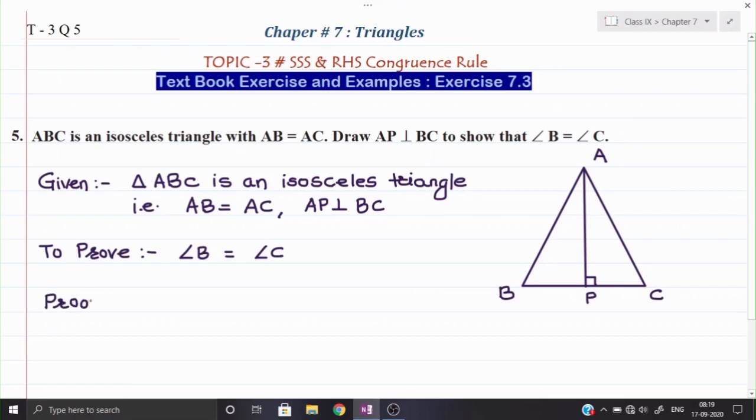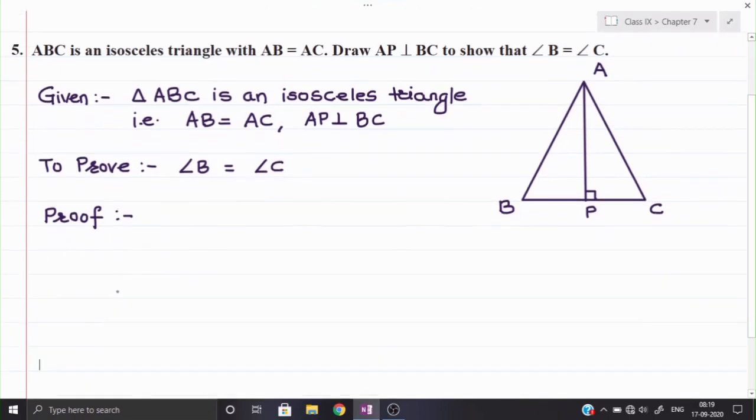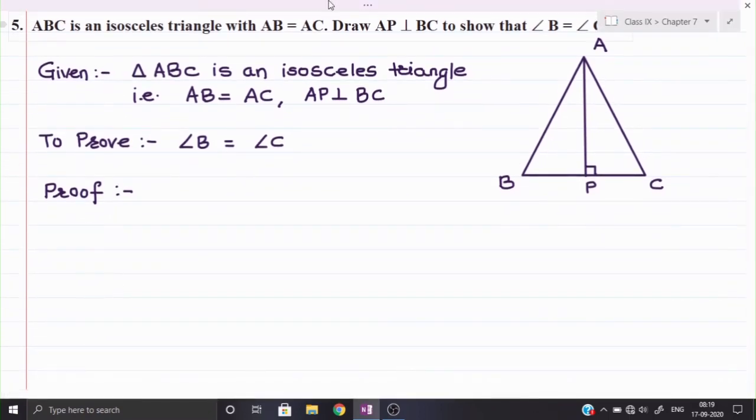Now in the proof, first of all, see, if we want to prove that two angles are equal, in the whole chapter we are studying, first we need to prove the two triangles are congruent, and afterwards their corresponding parts will be equal because the triangles are congruent. So angle B and angle C will definitely be corresponding parts of the congruent triangles. So we need to prove first that two triangles are congruent. So here I am taking two triangles. For that, first we shall draw two triangles.